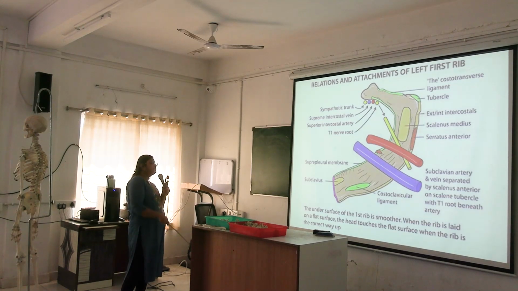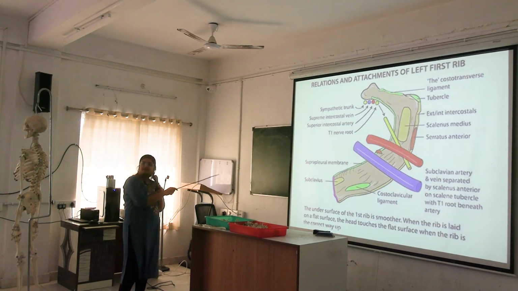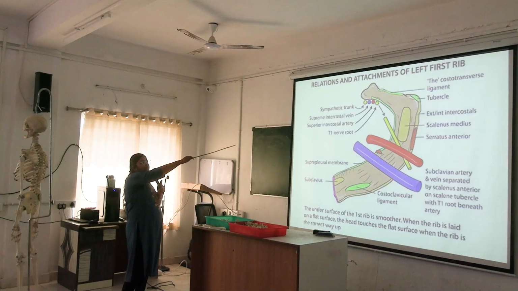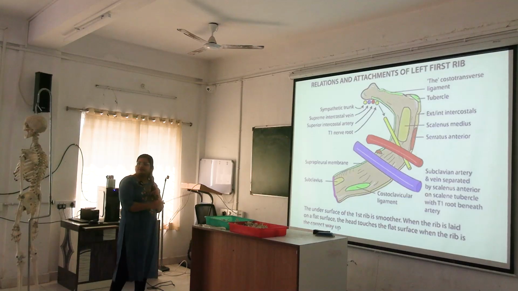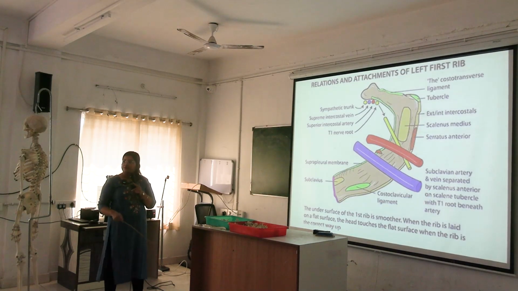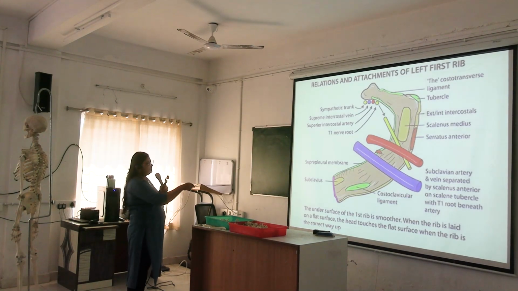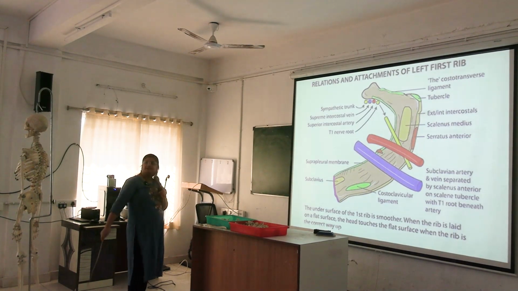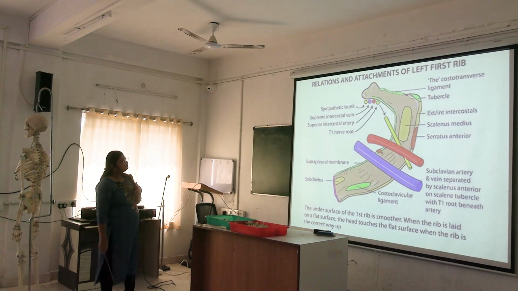And the vessels are crossing: you can see anteriorly the subclavian vein, posteriorly the subclavian artery, and in between, at the tubercle, there is a muscle, scalenus anterior. Posteriorly that muscle is scalenus medius, and anteriorly here is the attachment of the costoclavicular ligament. You have read during the clavicle, the costoclavicular ligament's other end is attached over the first rib, and here is the attachment of the subclavius. Understood?